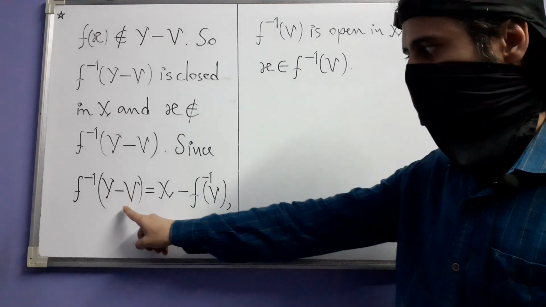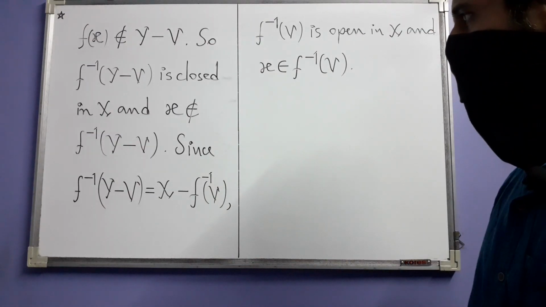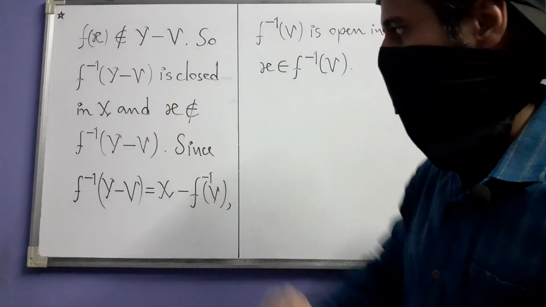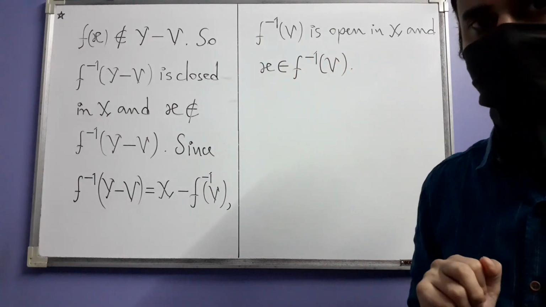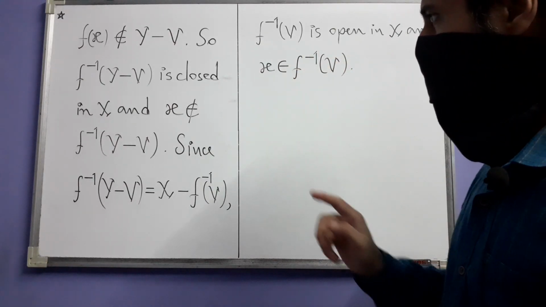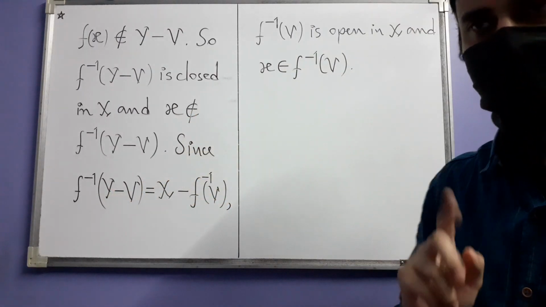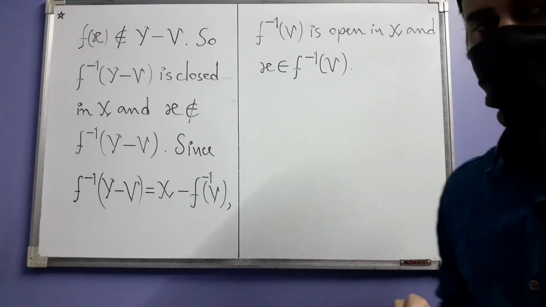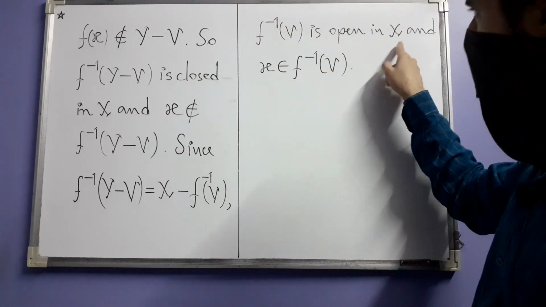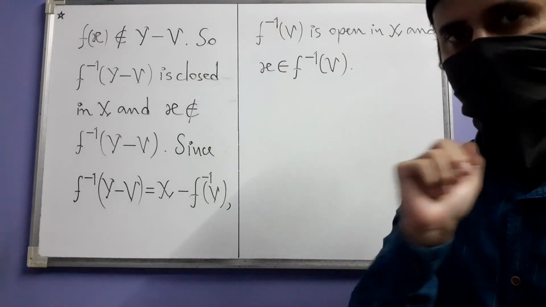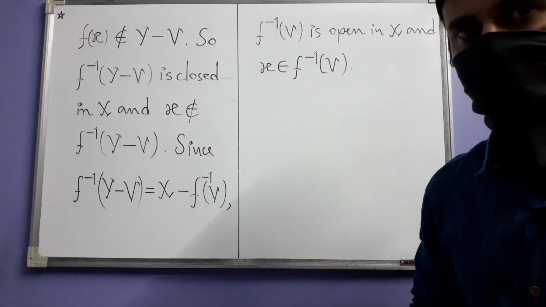But of course, this inverse image is X difference f inverse of V, because just now we have seen a similar calculation. And that is why closedness of this in X implies that f inverse of V is open in X. And additionally, the fact that x does not belong to this complement implies that x has to belong to f inverse of V. Now note these two things carefully. This is an open set in X and it contains that point x. So this will be our U, that set U that we are seeking.